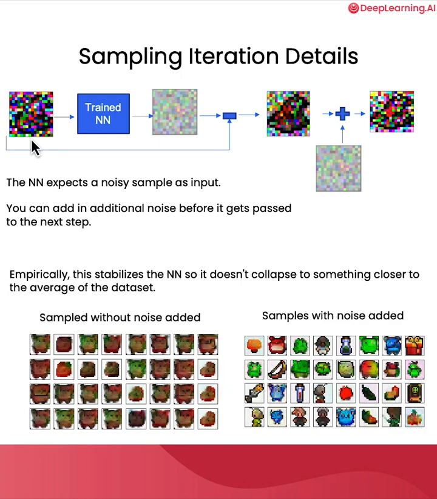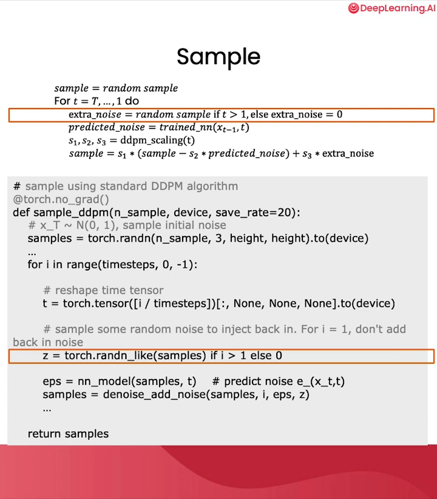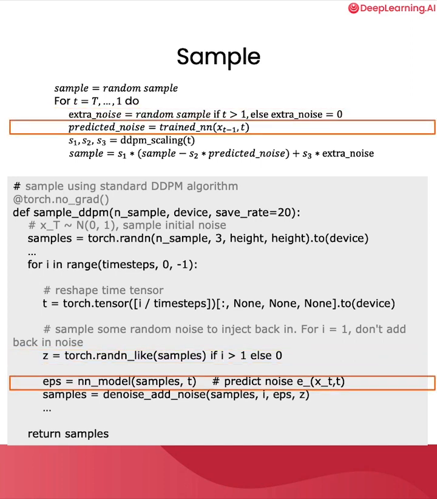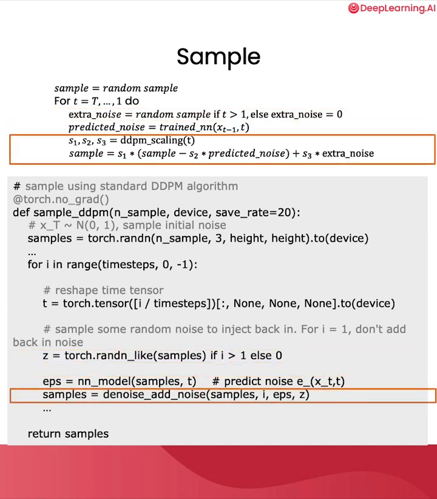And empirically, this actually helps stabilize the neural network so it doesn't collapse to something that's close to the average of the data set, meaning it doesn't look like this thing on the left. When we don't add that noise back in, the neural network just produces these average-looking blobs of sprites, versus when we add it back in, it actually is able to produce these beautiful images of sprites. So here in the algorithm is where this happens. So we actually sample a random noise again at each time step based on the time step. And then down here, we actually add it back in with that scaling factor S3.